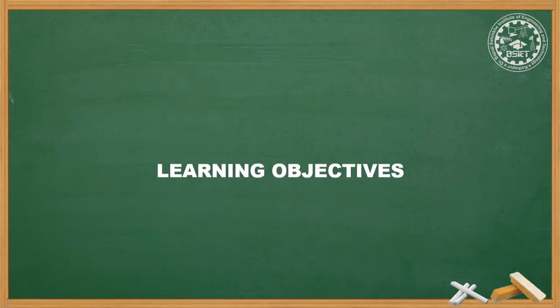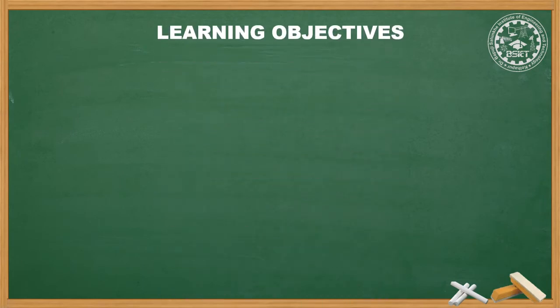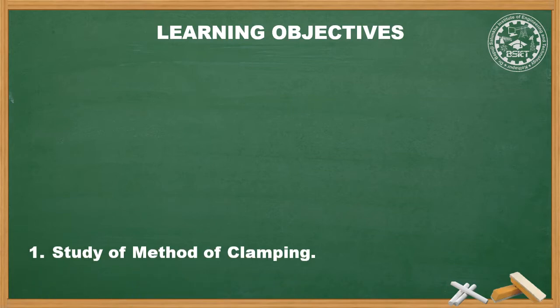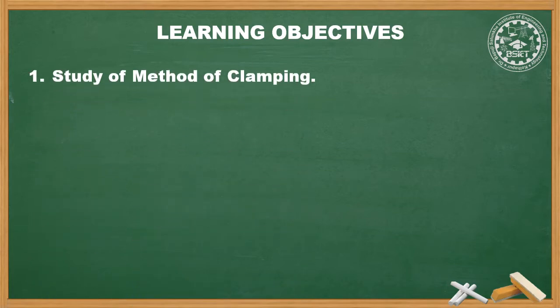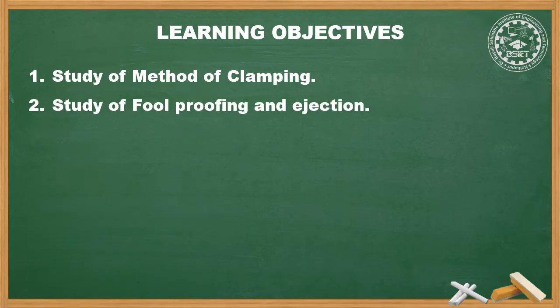The learning objectives for today's session are, number 1, study of methods of clamping. In the previous session, we had studied clamping, principles of clamping and different types of clamps. In this session, we are going to study the various methods of clamping, and second, study of foolproofing and ejection.